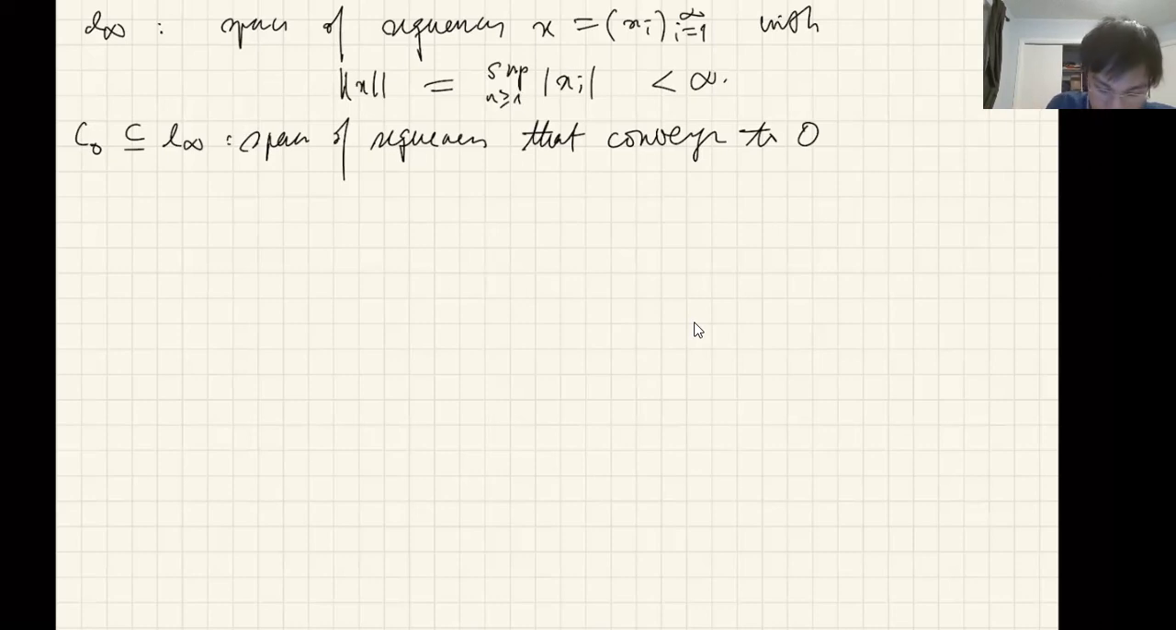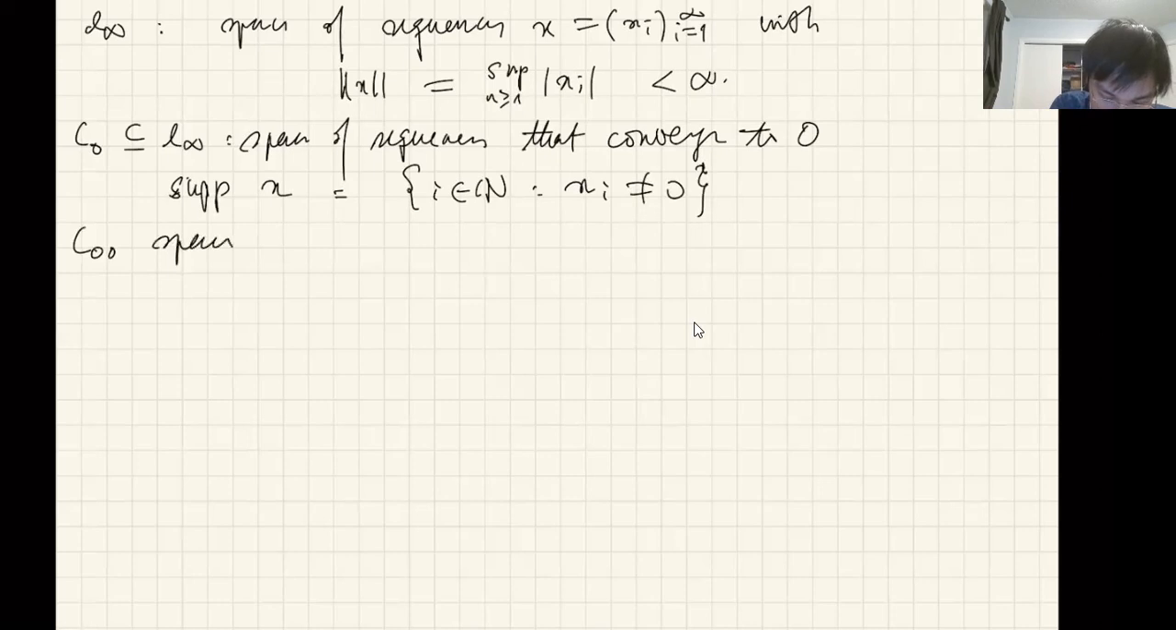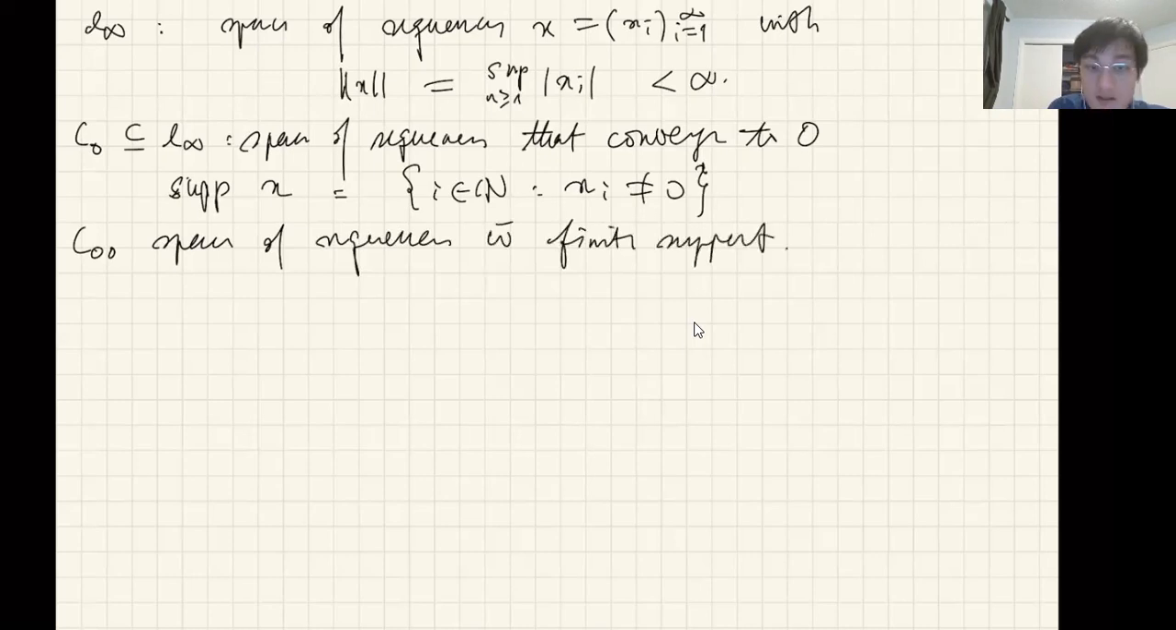Okay. If we let the support of x be the set of all i in N, the indices such that xi is non-zero, so that's the support of a vector. C00 is the space of sequences with finite support. So these are infinite sequences, but all but finitely many terms are 0. So past a certain point, we get all zeros. This space is not a Banach space.